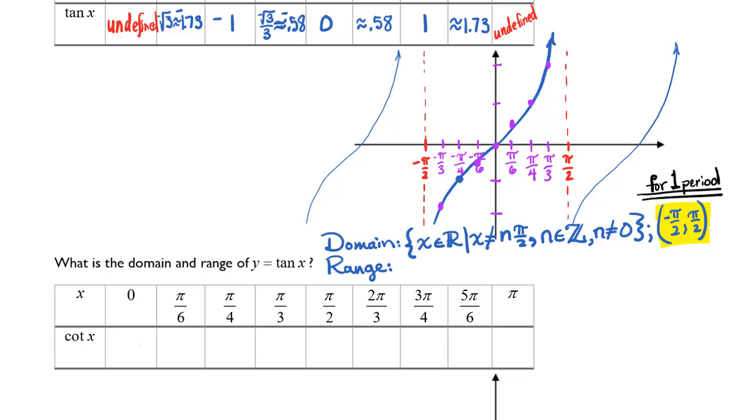Hopefully that makes sense. If that doesn't, you might want to do a little bit of reading about this in your textbook just to kind of figure out what you're missing. This is very important. The range is from negative infinity to infinity.